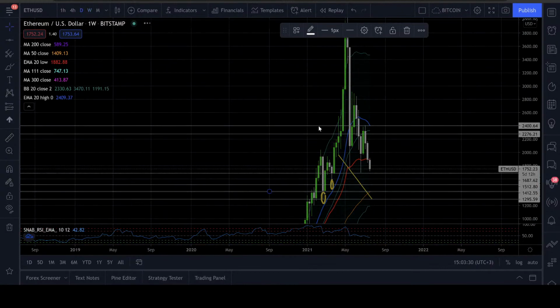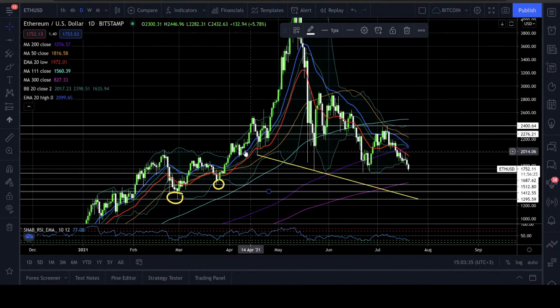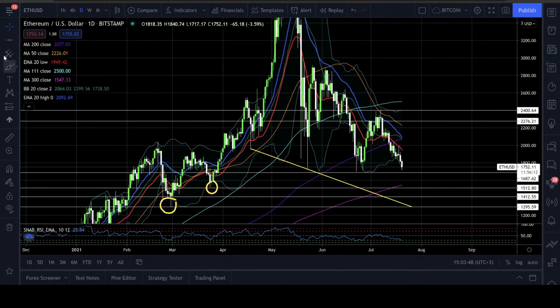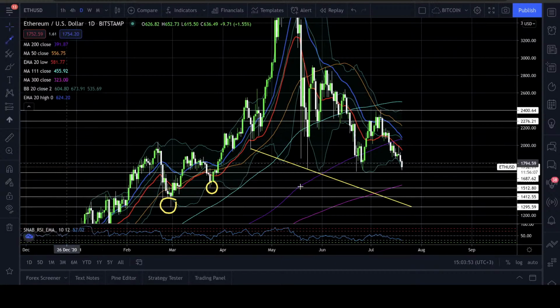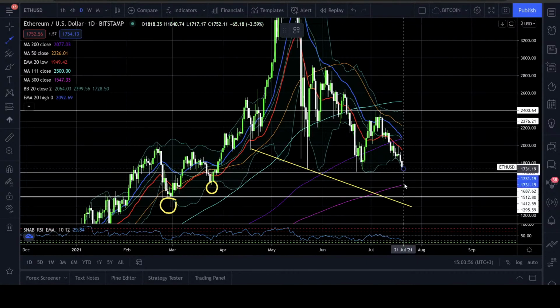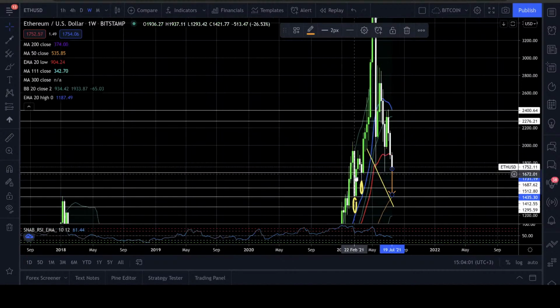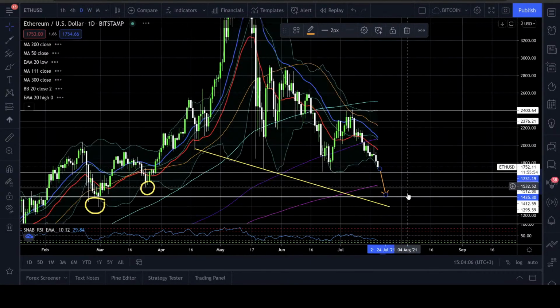But also you want to have a look at this. See this yellow wedge. So that would provide some sort of support as well. So, like I said, I'm expecting Ethereum to drop somewhere. It might bounce from this yellow wedge line. But having a look at the 50-week moving average, it might bounce off that. So that's the middle line.